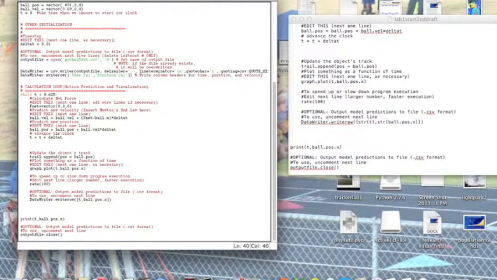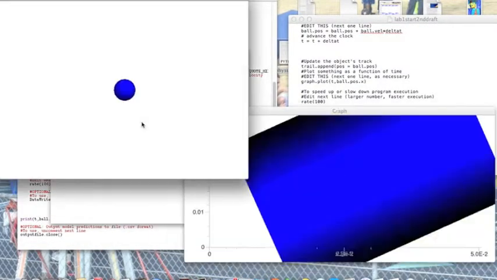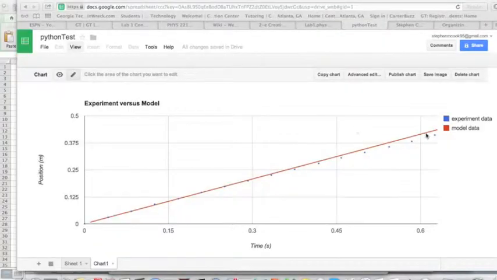And so if I run this model, the model looks very similar to the actual movement of the Tracker video of the observed ball that I captured on video. I took the VPython and the Tracker analyses and put them into this graph right here.